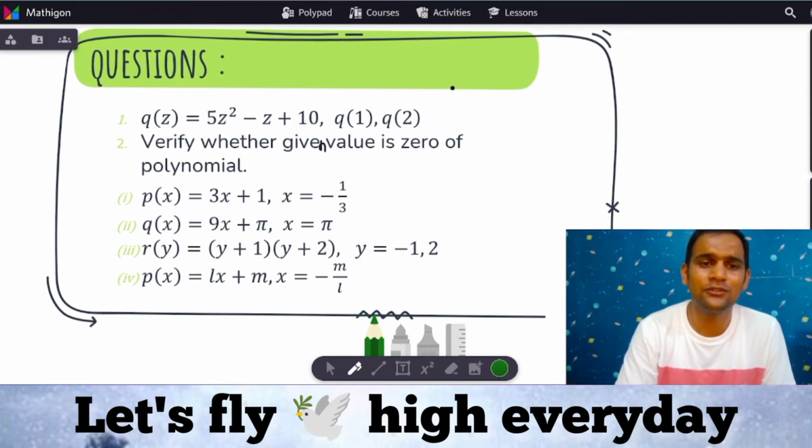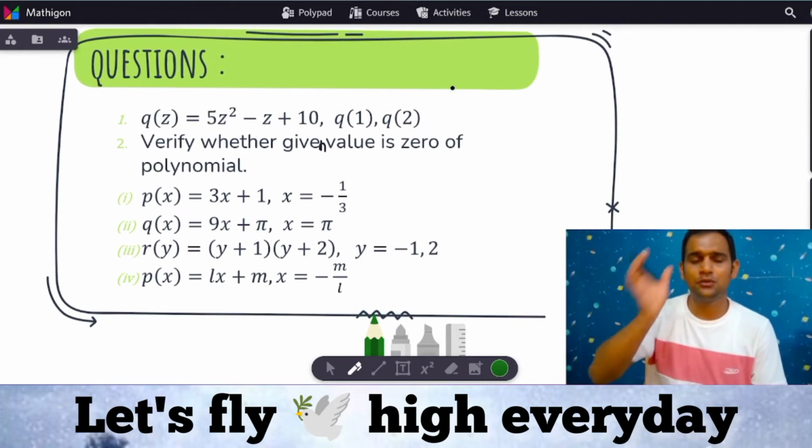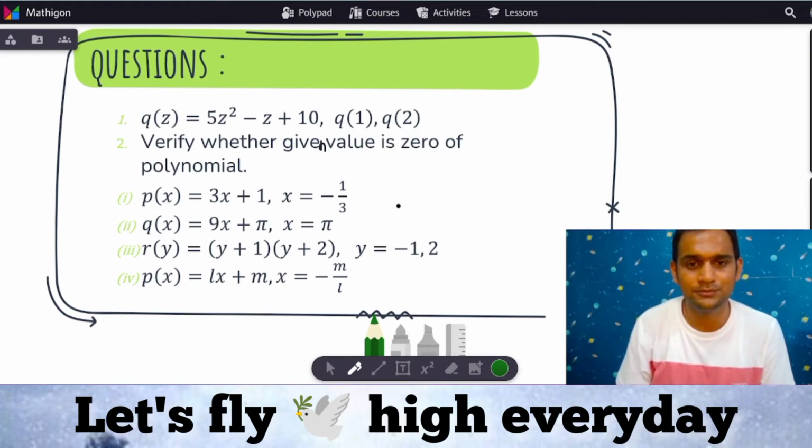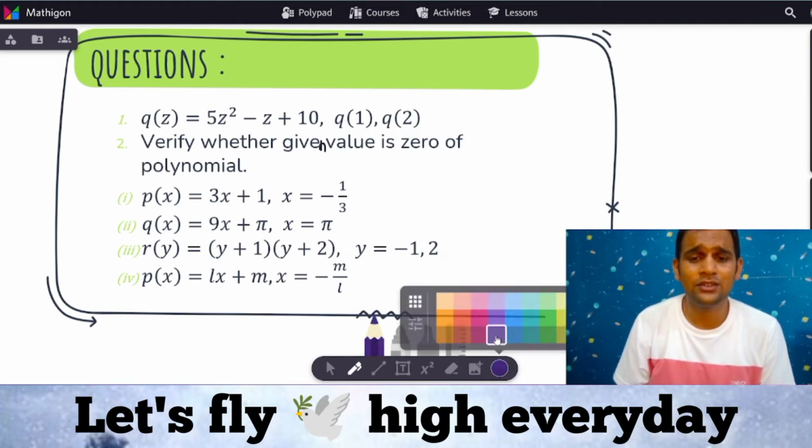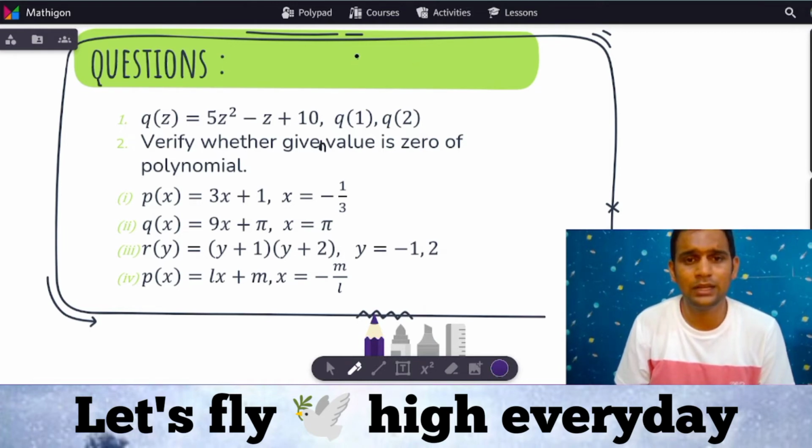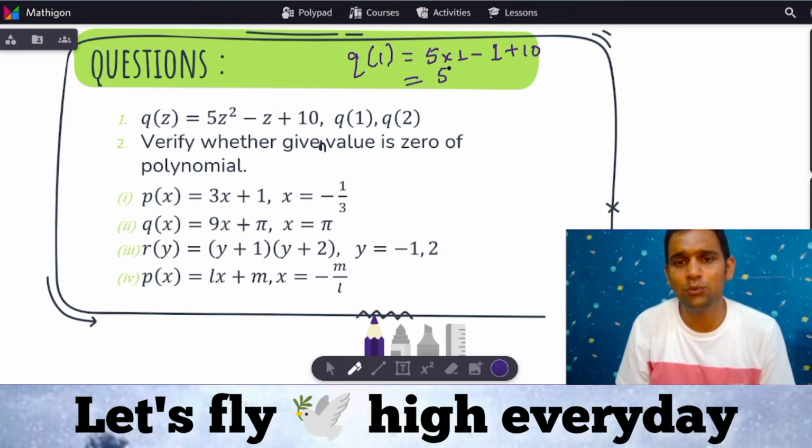So q of z equals 5z square minus z plus 10. We will try to find the value of q of 1 and q of 2, and verify if they are zeros of the polynomial. So q of 1, let's quickly find it out. Instead of z, we will substitute 1. So this becomes 5 times 1 square is 1, minus 1, plus 10. So 5 times 1 is 5, minus 1 plus 10. 5 minus 1 is 4, plus 10. That gives us 14. So q of 1 equals 14.